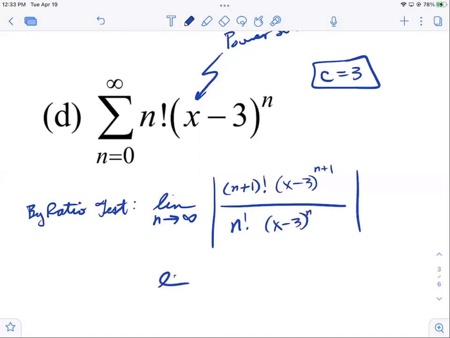All right, and then if we simplify, let's see what we got. What is (n plus 1) factorial divided by n factorial? It's n plus 1, right? And then (x minus 3) to the n plus first divided by (x minus 3) to the nth, so that's just (x minus 3) to the first. It's all over 1.